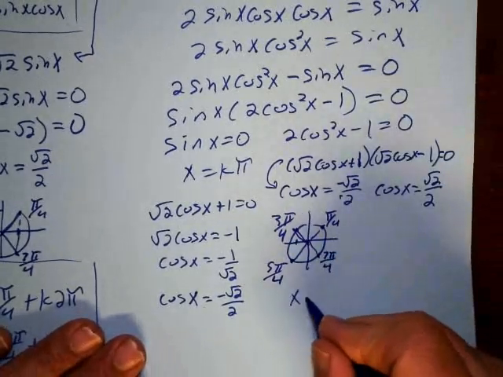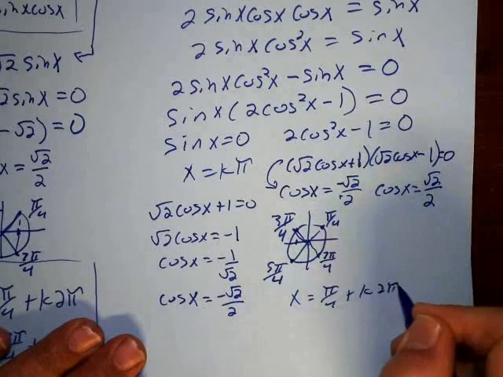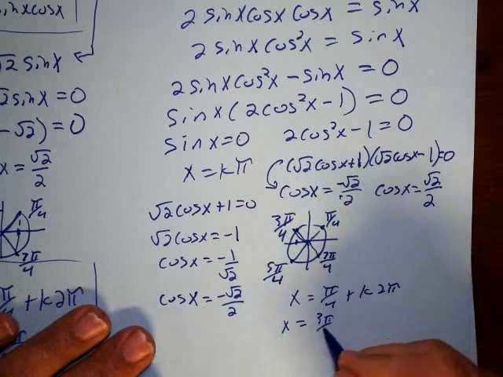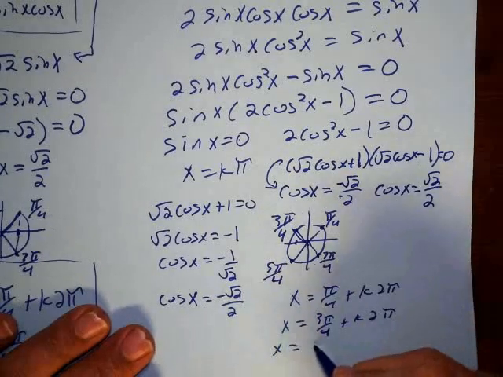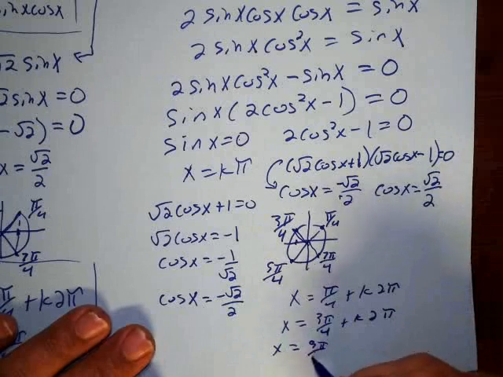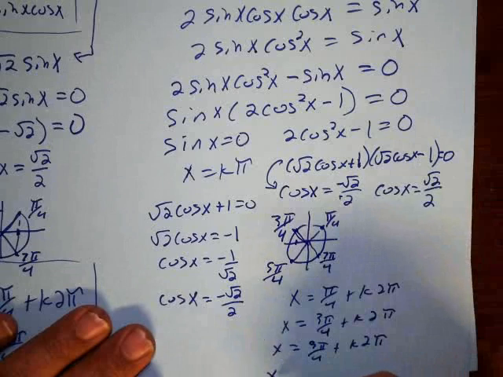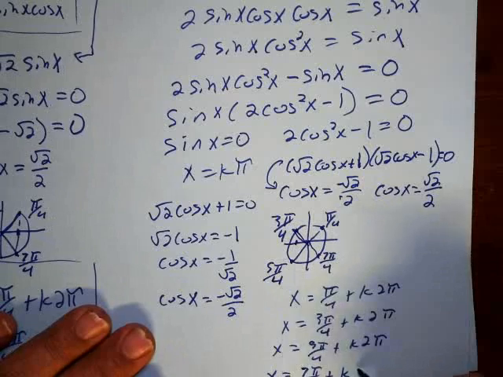So I would have x equal to pi over 4 plus k times 2 pi. X is equal to 3 pi over 4 plus k times 2 pi. X is equal to 5 pi over 4 plus k times 2 pi. X is equal to 7 pi over 4 plus k times 2 pi.